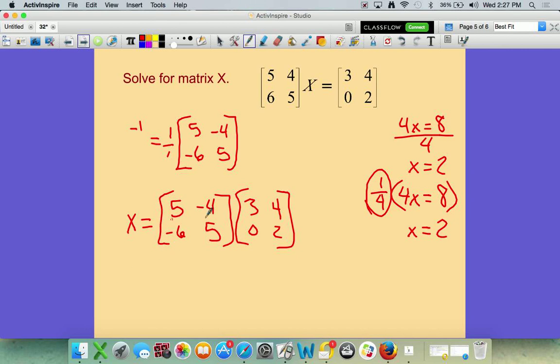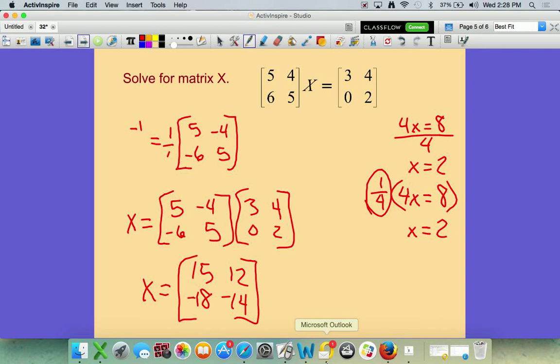Alright, and then we just multiply them out. 15 times 0 is 15. 20 minus 8 is 12. -18 plus 0. -24 plus 10 is -14. And there is our answer for x. If you were to plug this in for x and multiply those together, you would end up with this as our answer here. So that's how we would end up doing that.